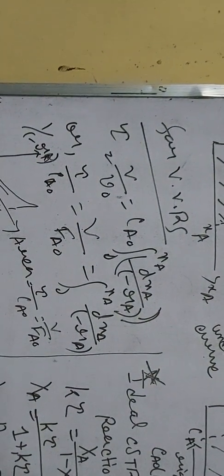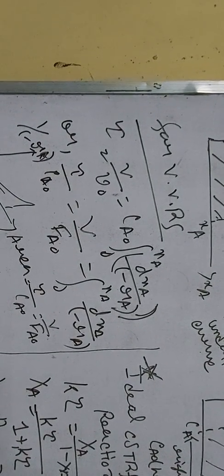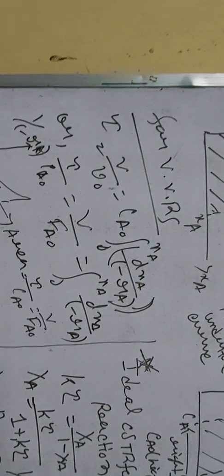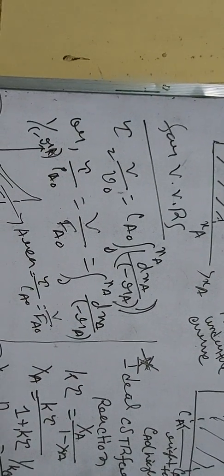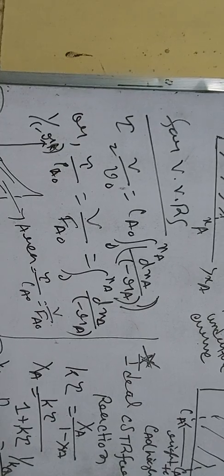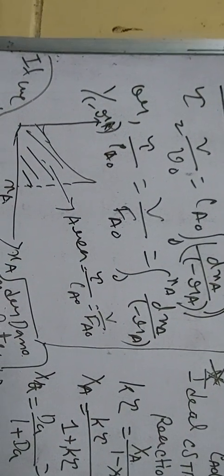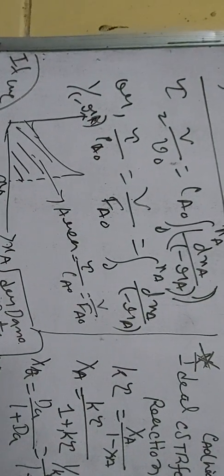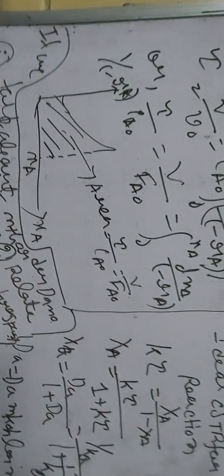For the CSTR system, tau is equal to V by V naught, that is equal to CA naught integral from 0 to X of dXA by minus RA. Tau divided by CA naught is equal to V by FA naught, that is equal to the integral from 0 to X of dXA by minus RA. So this is the graph, 1 by minus RA in the y-axis, X in the x-axis. Area is equal to tau divided by CA naught is equal to V by FA naught.